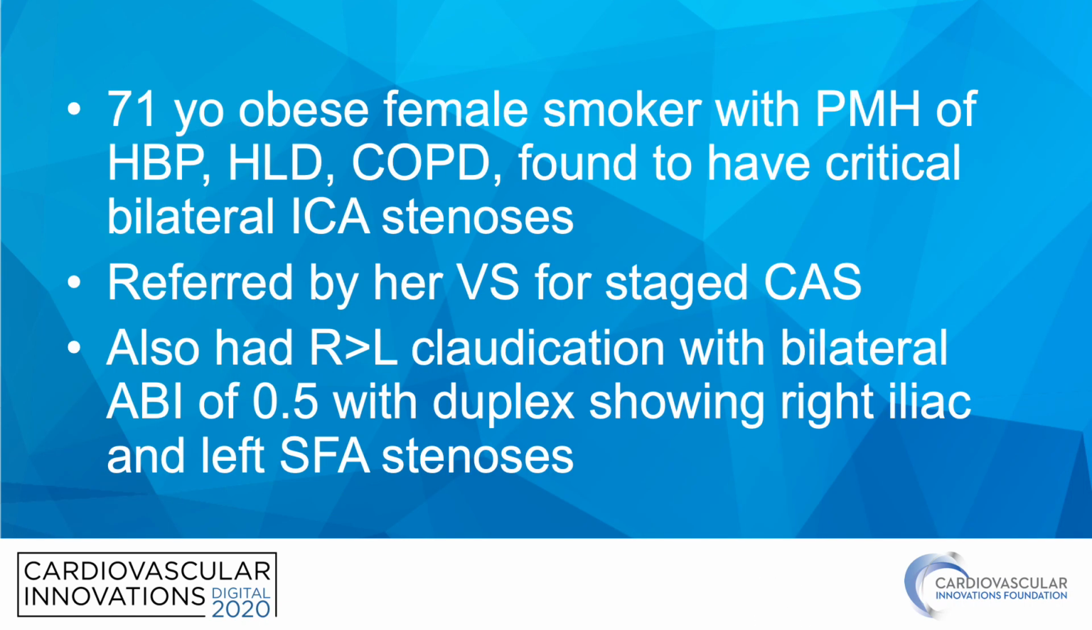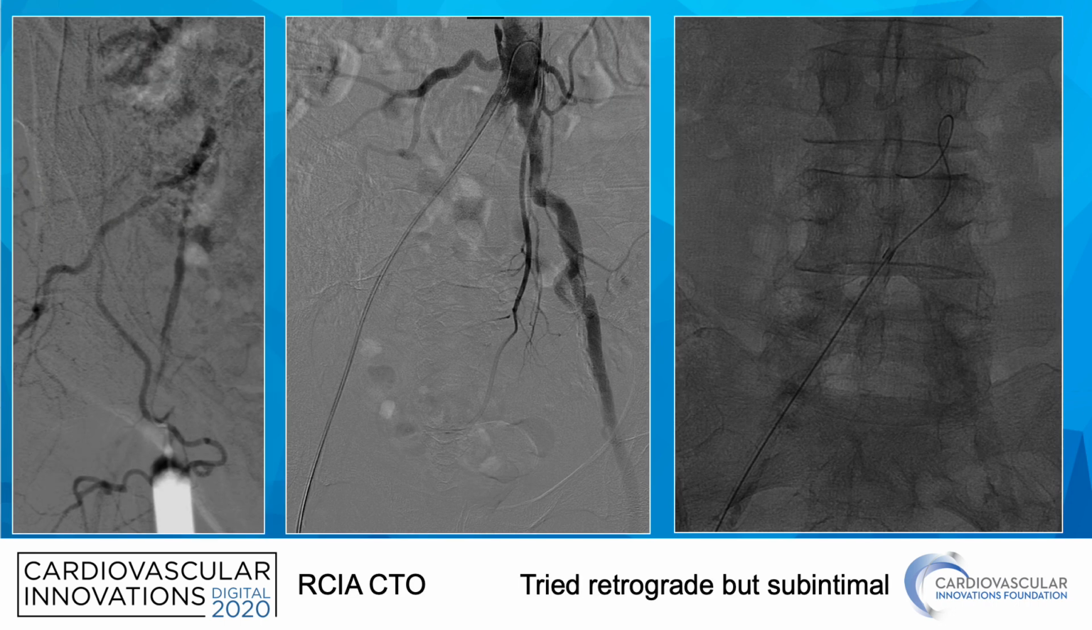result. Our next case is a 71-year-old woman who had critical ICA disease and was referred for consideration of staged carotid artery stenting, but because of her severe claudication, which was more lifestyle limiting, this was addressed first. You can see that initial access on the right, there is an occlusion of the common iliac artery. Subintimal passage was noted with attempted retrograde traversal with the wire.